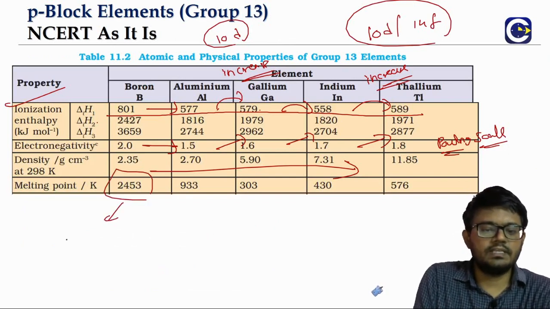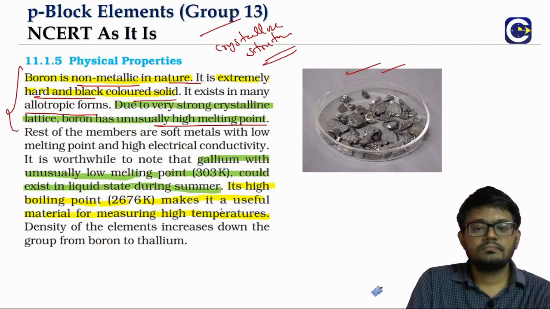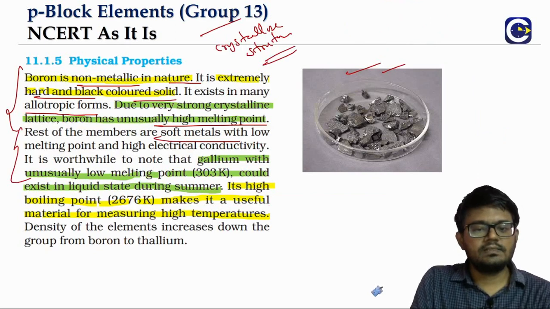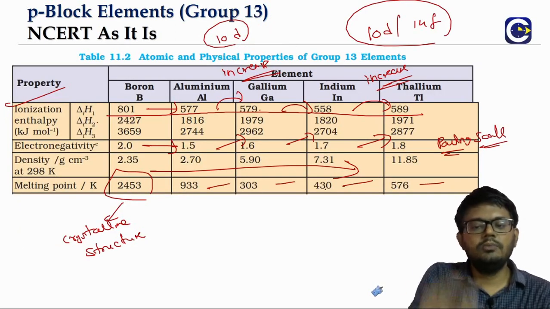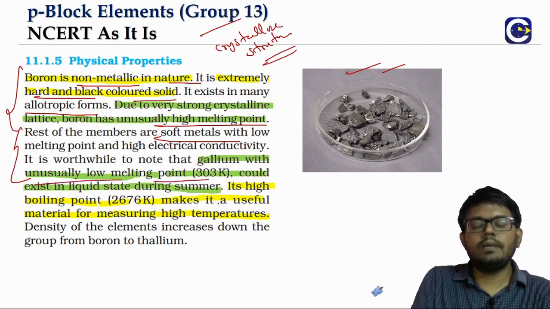So what is the reason for this? The reason for the unusually high melting point of boron is the crystalline structure. The rest of the members are soft metals. You can see the melting points: aluminium 933. Gallium, you can see here, gallium is just 303. Now gallium has a very low melting point.